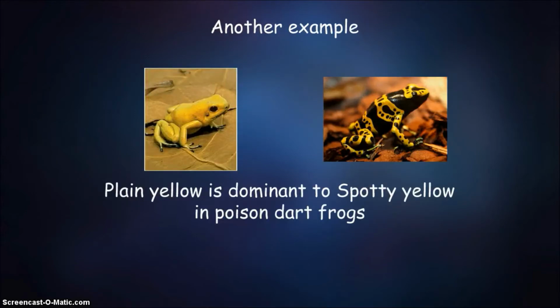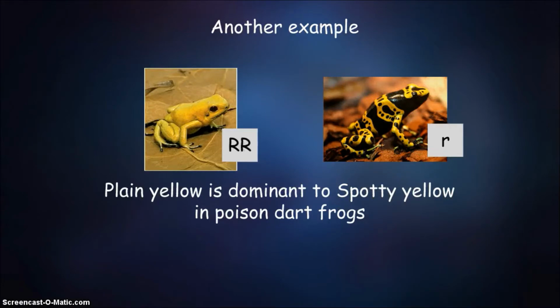So let's do an example that isn't pea plants. Let's talk about something with a backbone here. So you see these frogs, they're the same species, but in this species, the frogs can either be plain yellow or spotted yellow, and plain yellow is dominant to spotted yellow. So we can give the dominant colored frog a capital R. We could really give it any letter here, but let's go ahead and just pick R for the sake of it. And we'll give the other frog the lowercase r. So again, plain yellow is dominant to spotty yellow, so the capital letter is the plain yellow frog and the lowercase letter is the spotty frog.